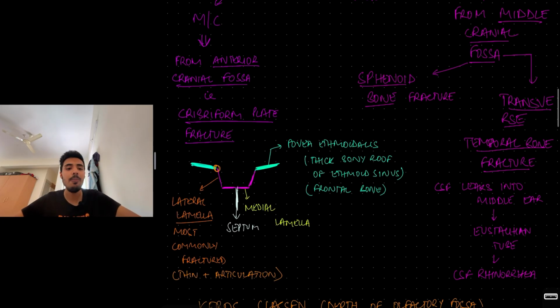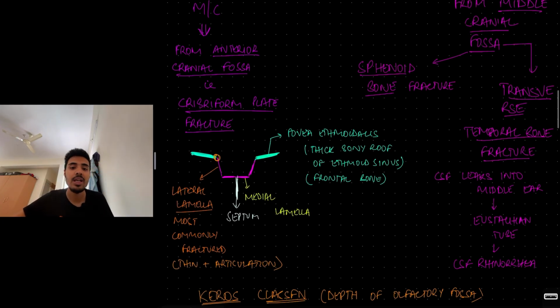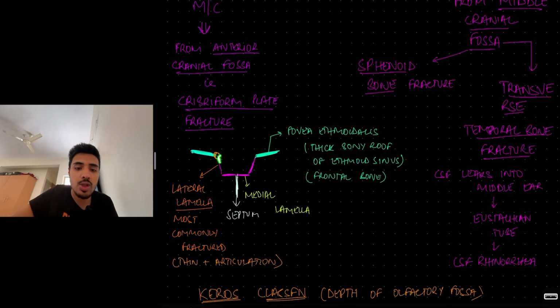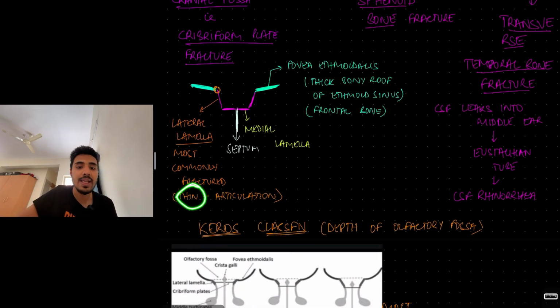Now cribriform plate is not just a straight plate. It has two lamellae. It has a lateral lamellae and a medial lamellae. This is cribriform plate on one side, this is on the other side. So you have a lateral lamellae and a medial lamellae. Now, the lateral lamellae is very thin and it articulates with the fovea ethmoidalis.